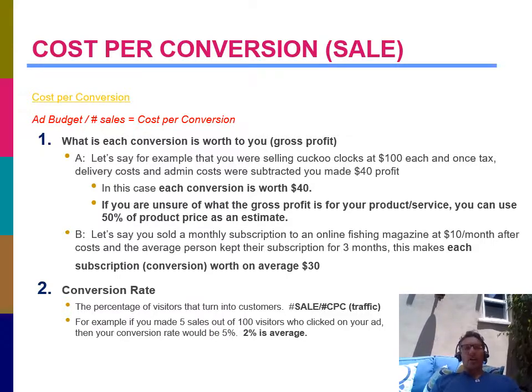And things to consider along these lines are, what is each conversion sale worth to you? Gross profit. And you can see the example here. Say, for example, you're selling cuckoo clocks, $100 each, and after all your cost of goods sold, you're making $40 in gross profit. That's your contribution margin. So in this case, each conversion is worth $40. Each time you make a sale, you're getting $40. Like I mentioned before, if you're not sure what the gross profit contribution margin is for your product or service, take 50% of your product price as an estimate.